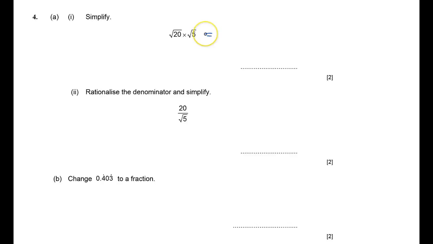Standard surd one, they're times together, so that is the same as the square root of 20 times 5. That is the square root of 100. That's obviously 10. I get 2 marks, so that's nice. Rationalise the denominator and simplify means I've got to just get rid of the root 5.